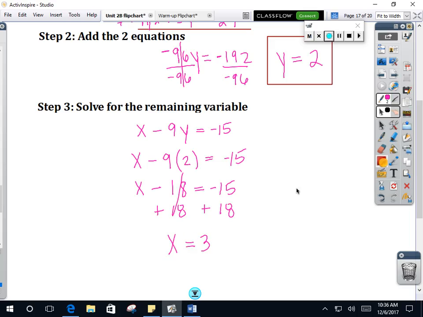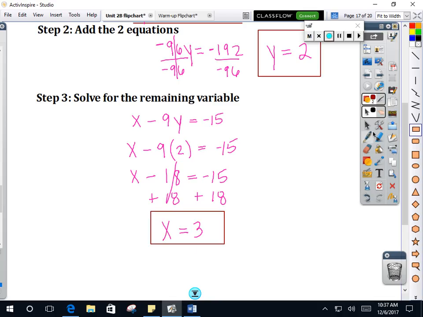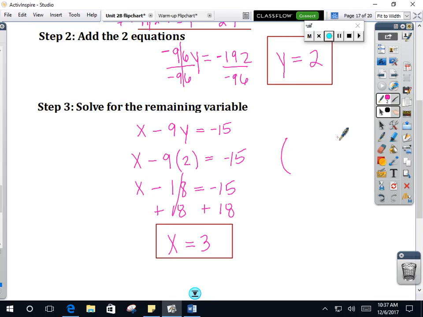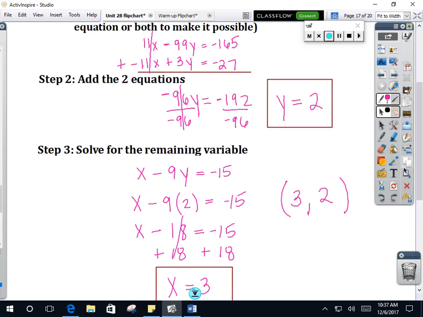Okay, now that you have your x and your y value, you write your ordered pair. What number comes first? The x, which is 3, and then the 2 comes second. So that's your answer. Now in your calculator, type in the second equation. So type in -11 times 3 plus 3 times 2 and see if it really gives you a -27.